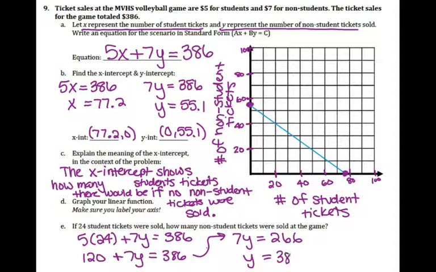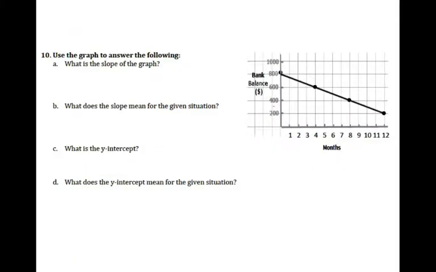So this would be 38 non-student tickets. Don't forget to label. Put units on your answers, because that's always important, especially when we're talking about word problems. Okay, one more question. So use the graph to answer the following. What is the slope of the graph?